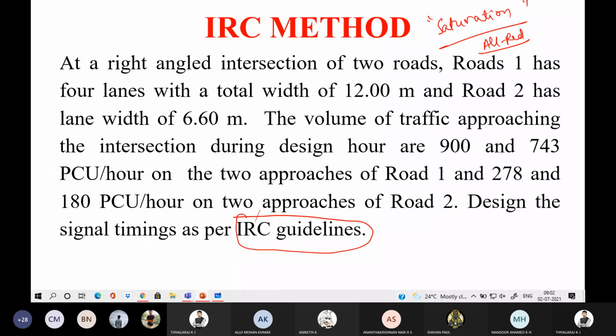So this is also a simple method, but it looks lengthy. If you understand the concept behind this IRC method, it will be easy. So today in this class we will solve this IRC method and wind up the signal design method.